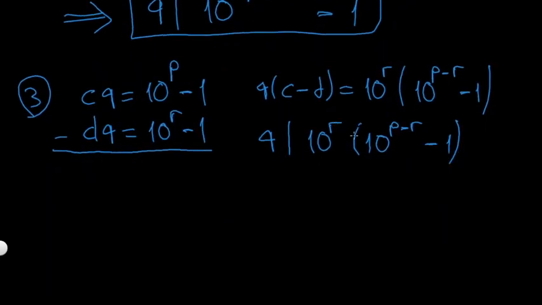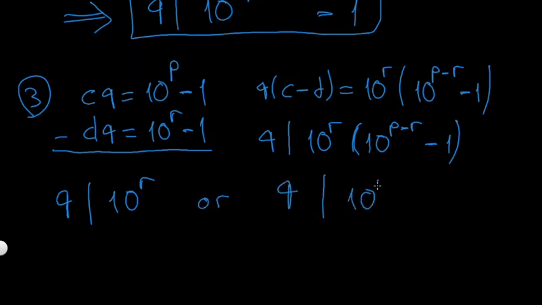Okay, cool. What does that mean? Like I said in the beginning, if q divides a multiplication, q would divide at least one of them. So q would divide 10^r, or q would divide 10^(p-r) - 1. Okay, still no contradiction. It will take a while.